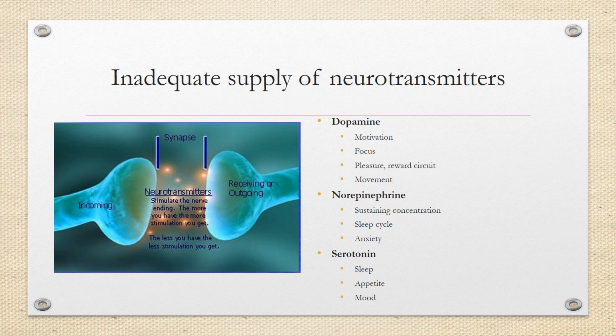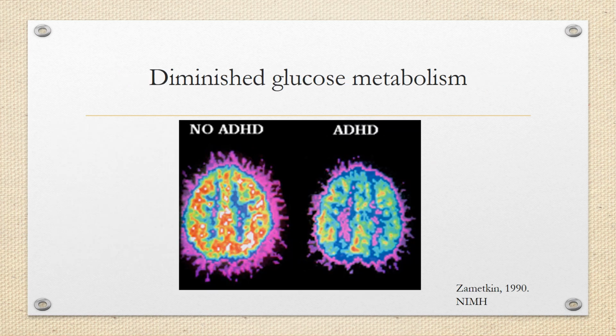So in addition to dopamine, we also find norepinephrine, which is involved with sustaining concentration, sleeping, and anxiety, and serotonin, which is involved with our sleep, our appetite, and our emotions and moods. The individual with ADHD has a brain that does not metabolize glucose as readily as the typical brain. So that is another neurological difference.